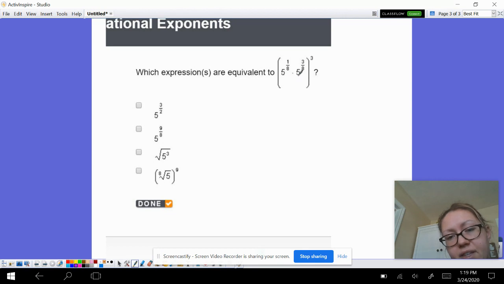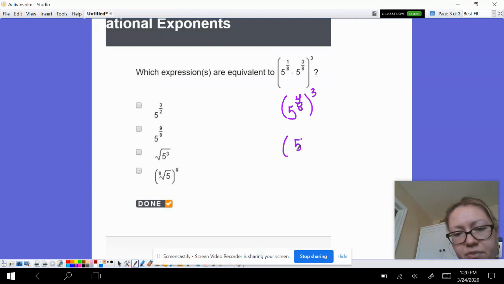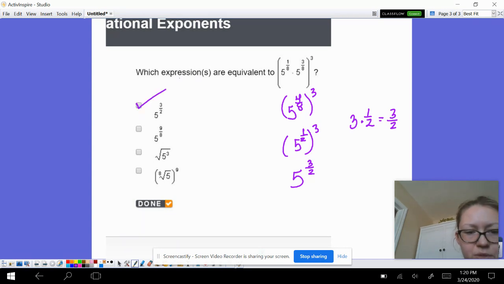Let's see, we can simplify this. We can add these exponents, and they already have common denominators. So if I add those together, that would be 5 to the 4/8 power cubed. Well, isn't 4/8 1/2? So this would be 5 to the 1/2 power cubed. And that's not any of these answer choices, but it's also not simplified yet either. This is a power to a power, so you multiply exponents. So 3 times 1/2 would be 3/2. So this would be 5 to the 3/2 power. So that is an option.